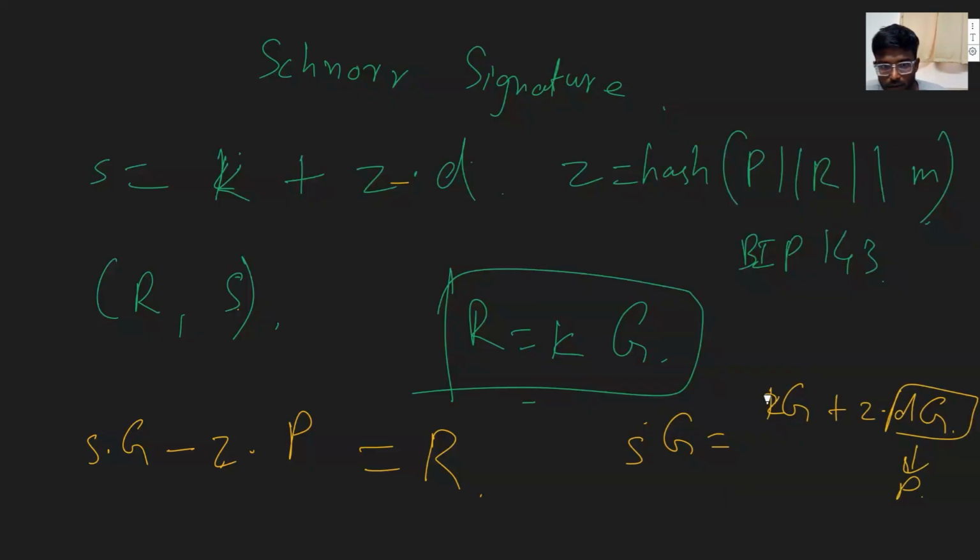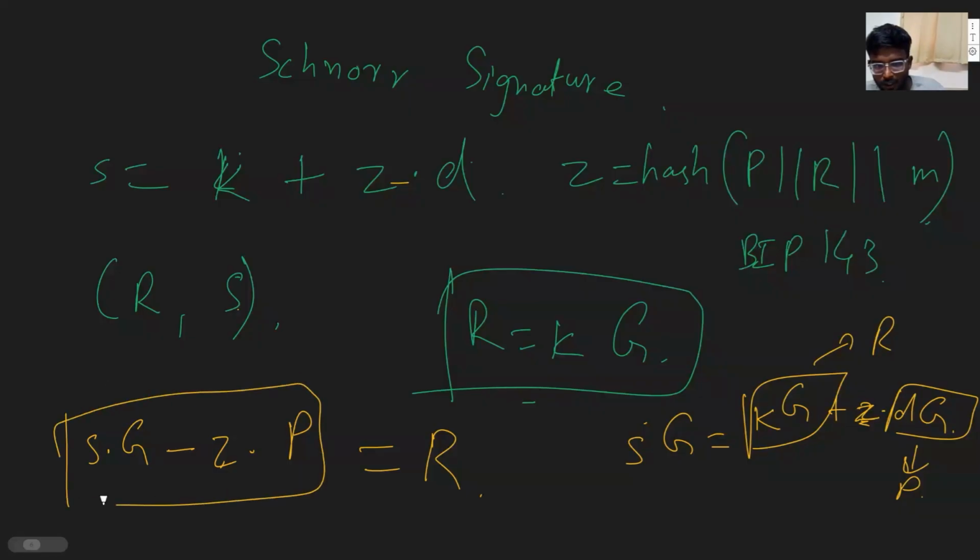I have to be careful with my handwriting. This is z, not 2. So this is the capital R. This is why this verification works. The verifier, all he has to do is multiply this s with G, and z with the public key, negate this quantity, and verify it is actually equal to the R provided by the prover.